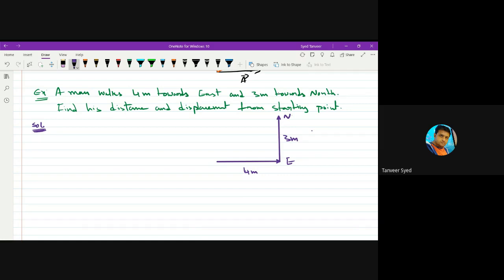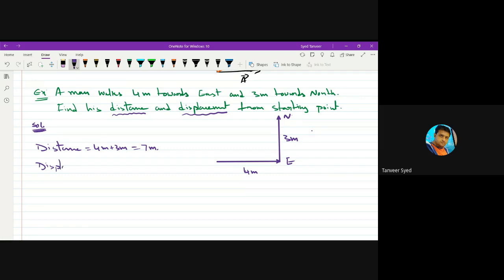I hope everyone knows what is distance. Distance is the actual path traveled. So distance is simply 4 meter plus 3 meter. Because distance is a scalar quantity, you need not worry about the directions. So it is 4 meter plus 3 meter, which is 7 meter. Okay, fine. What about displacement?